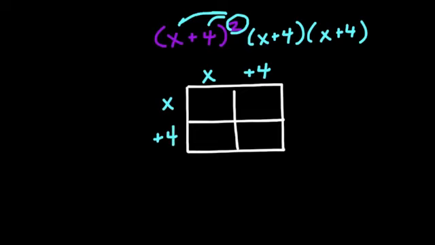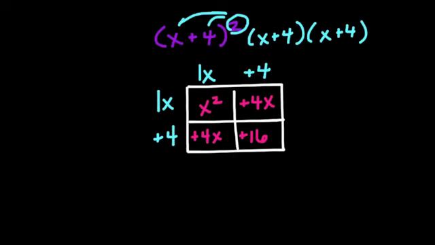So from here, just like before, we're going to multiply x times x. X times x is just x squared. Those are both technically 1x's. On the right-hand side there, we have 1x times 4. That would give me a positive 4x. On the bottom, we have positive 4 times 1x. That's again a positive 4x. And then finally in the last corner, positive 4 times positive 4 would give me a positive 16.